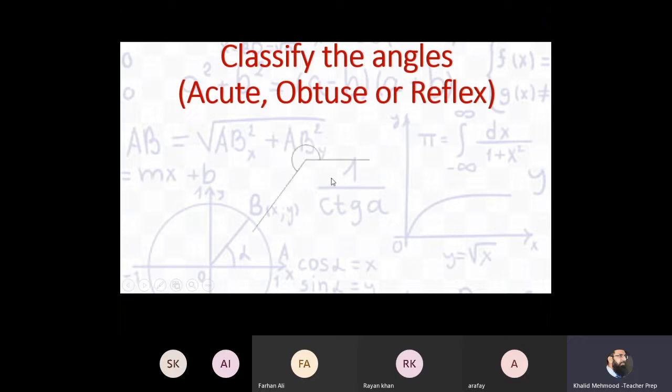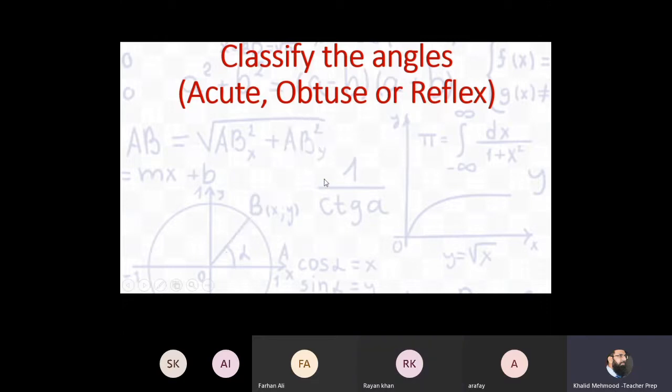Now come to another example. What about this angle? Is it more than 90 or more than 180? Yes, more than 180. So what type of angle is it? Reflex. Reflex angle. Well done.